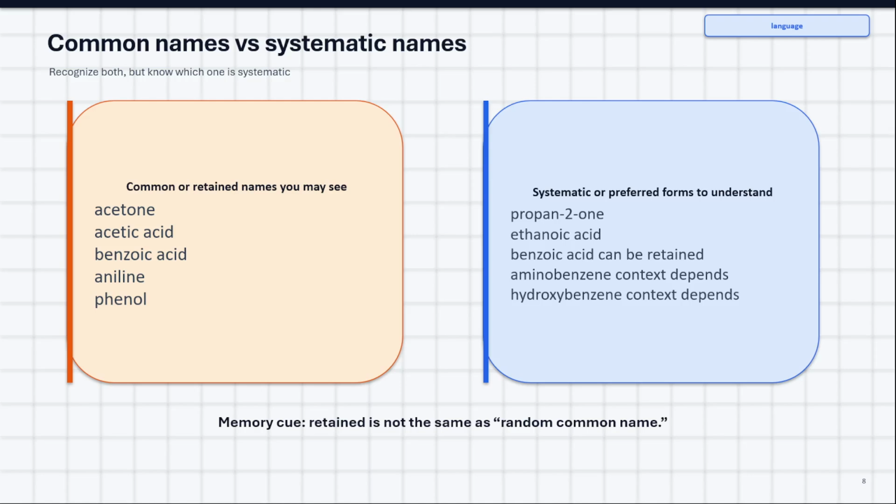In a strict naming question, your instructor may want the systematic IUPAC style answer. In a lab or textbook, common names still appear a lot. So do not ignore common names, but do not rely on them as your only naming system.